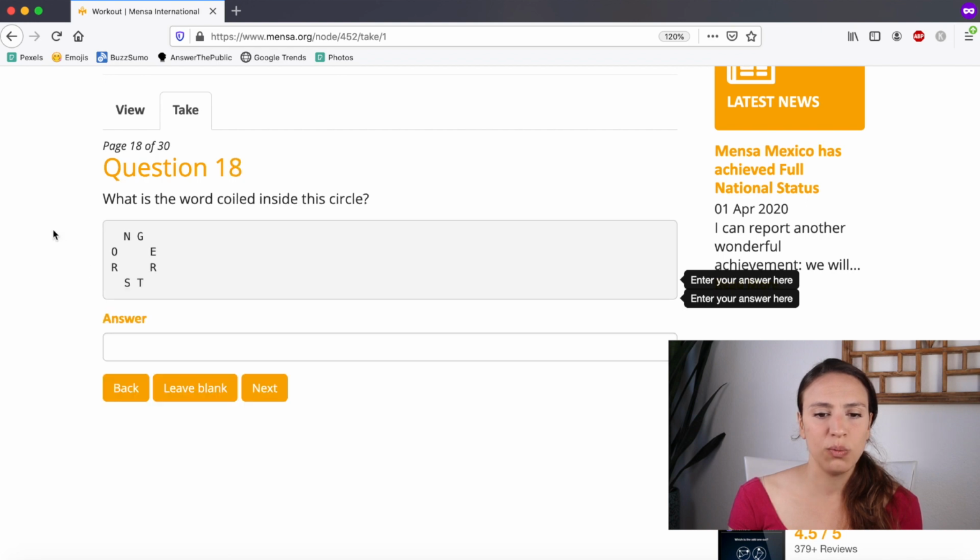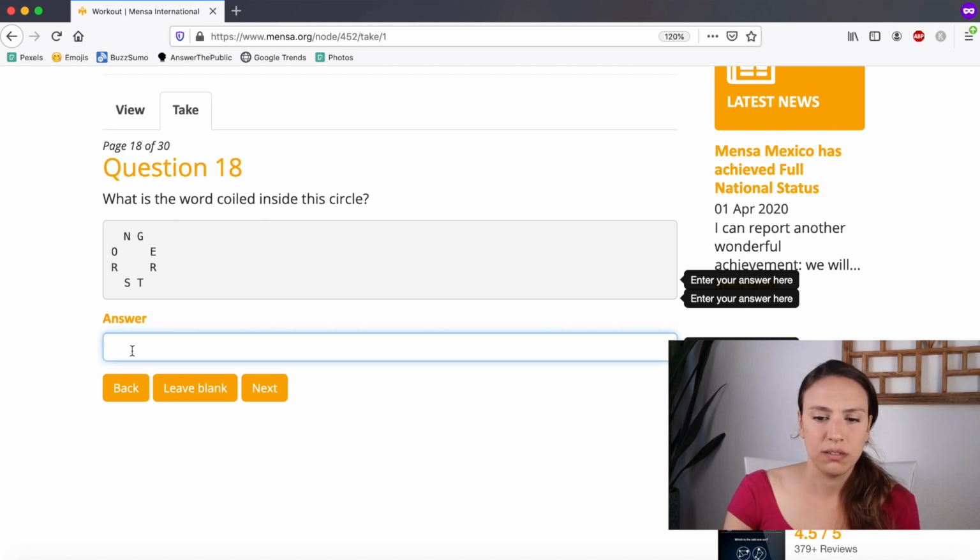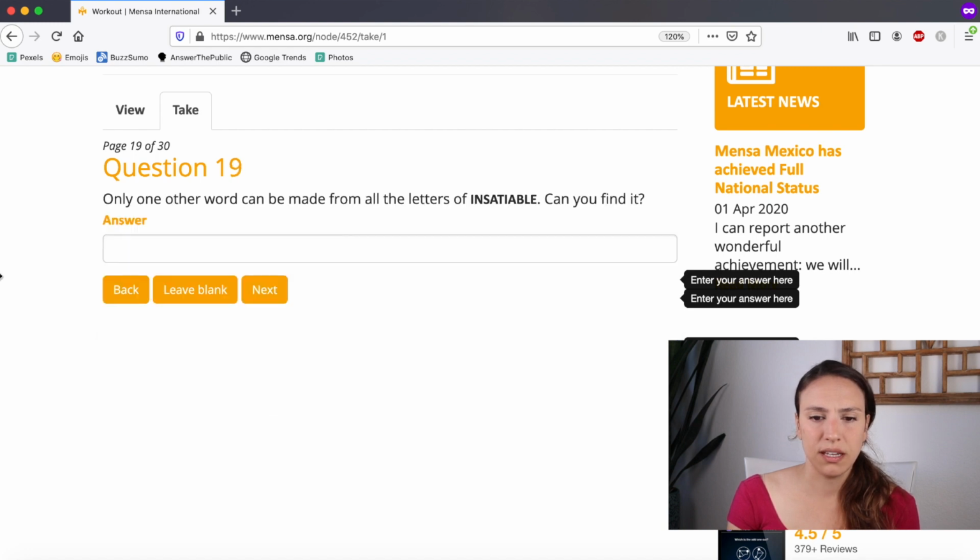Okay, they want to know what the word is coiled around. This one's a little easier because you at least know the letters are in the right order. They're actually not in the right order because I'm seeing stronger. I'm going to skip number 19.